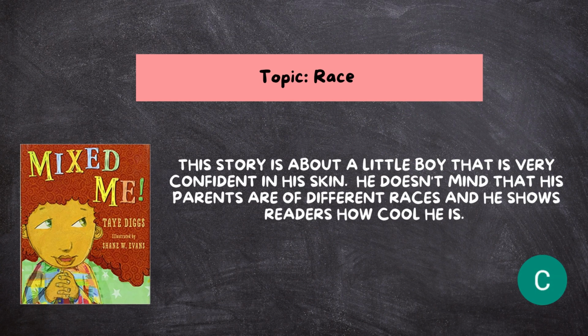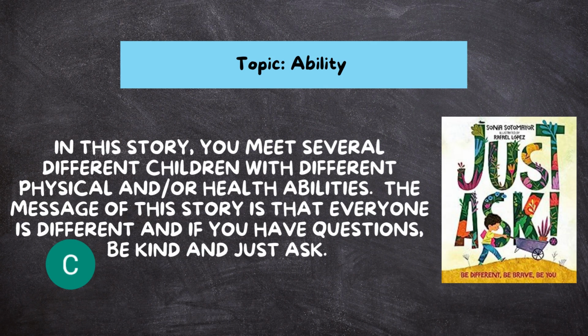This story about diversity is about race. This story is about a little boy that is very confident in his skin. He doesn't mind that his parents are different races, and he shows his readers how cool he is. A book that I found on ability is called Just Ask. In this story, we meet kids with different health conditions, such as diabetes, blindness, needs of a service dog. So these children teach others that, hey, it's okay. We all need different things. And if you have questions, just ask.